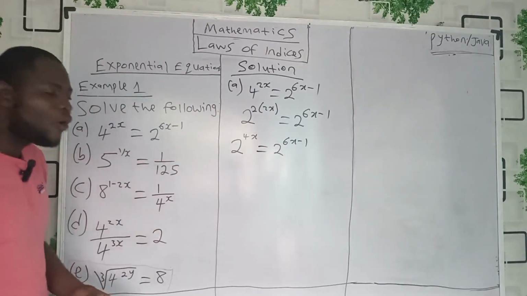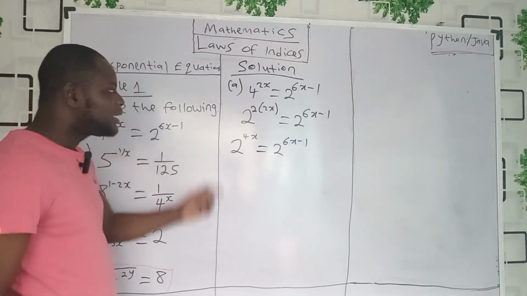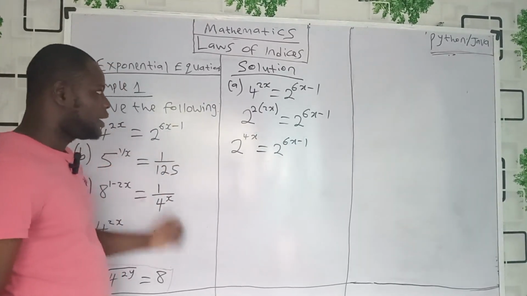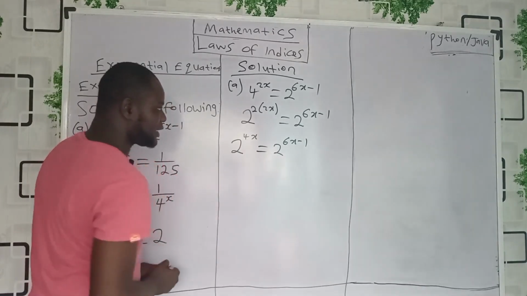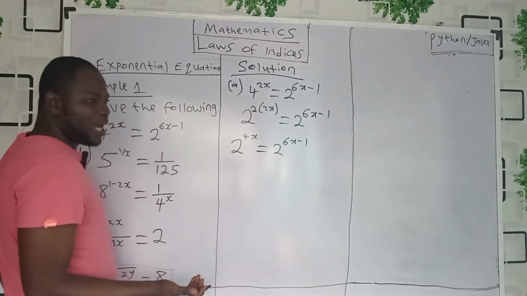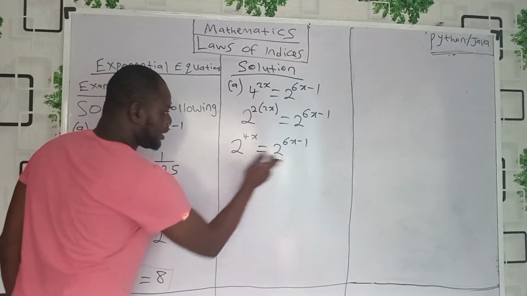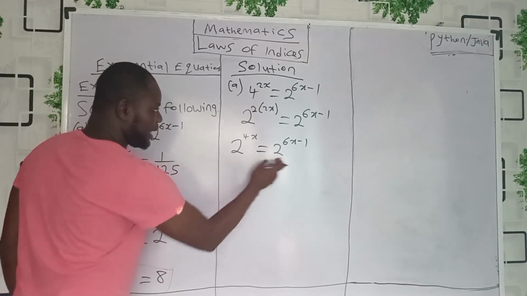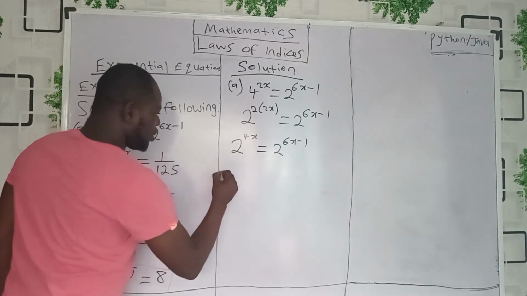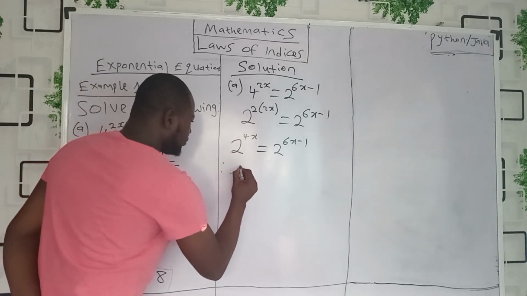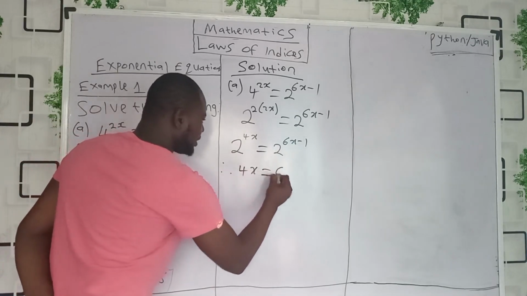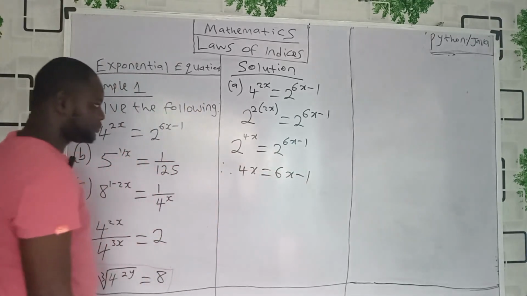Beautiful. Now, if you remember, I think that is the last law. We said that whenever we have the same base in the left and the right hand side, then the powers are equal. Since the bases are equal, therefore their powers also are equal. We now say, therefore, from here, 4x is equal to 6x minus 1.